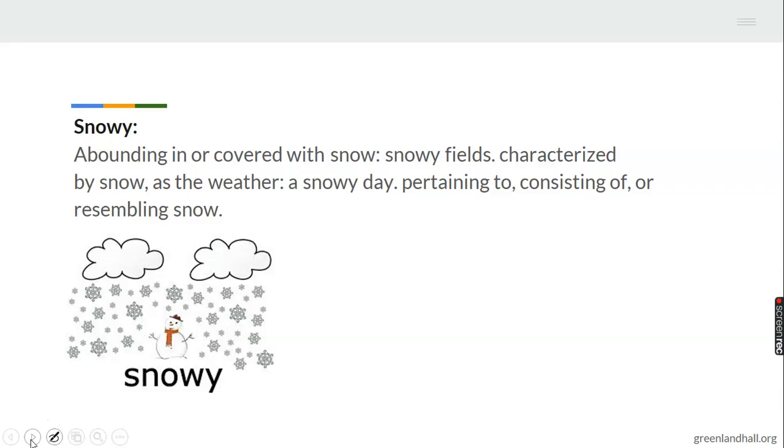So the snowman usually comes out during the snow time. Snowy weather is a time where we are bounded in or covered with snow. Snowy field, and you have your game. You say, hey, let's throw snowballs, and you begin to play snowball. Sometimes you've seen all these things. So it is characterized by what? By snow as the weather.